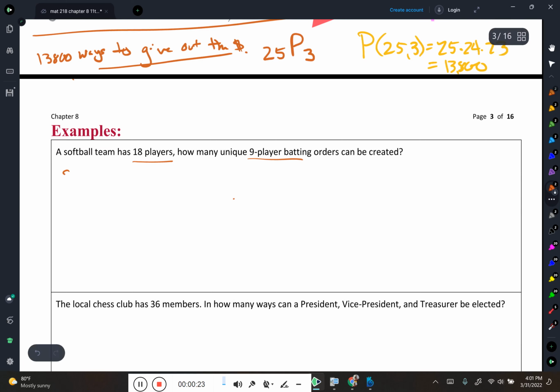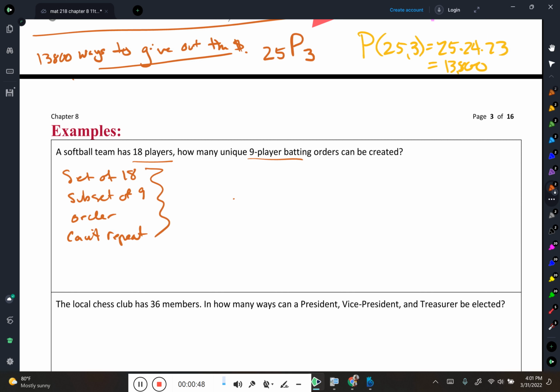All right. So I have a set of 18 things. I want to make a subset of 9 of them. The order matters. And I can't repeat, meaning I can't have the same person batting twice in the same order. That right there is the definition of a permutation. That you have a fixed set of items, you want to make a subset, the order matters, and you're not allowed to repeat. So this is going to be a permutation of 18, taking 9 at a time.